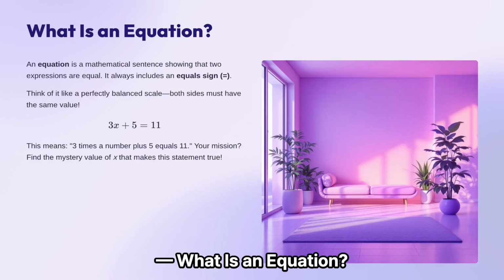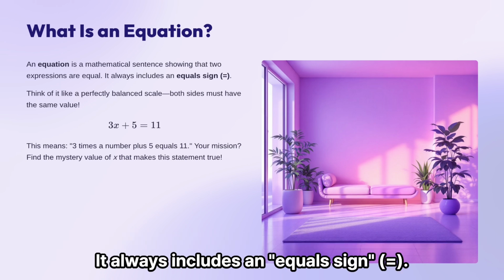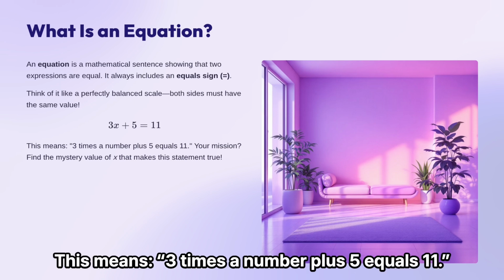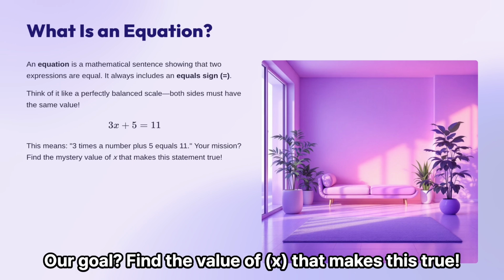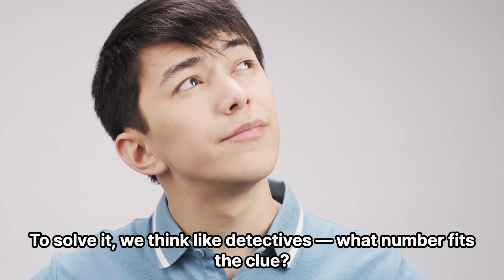What is an equation? An equation is a mathematical sentence that shows two things are equal. It always includes an equal sign. For example, 3x + 5 = 11. This means 3 times a number plus 5 equals 11. Our goal? Find the value of x that makes this true. To solve it, we think like detectives: what number fits the clue?